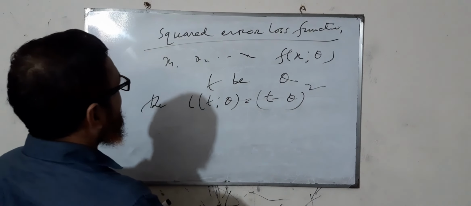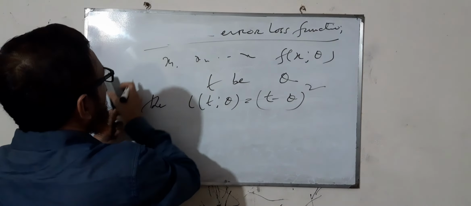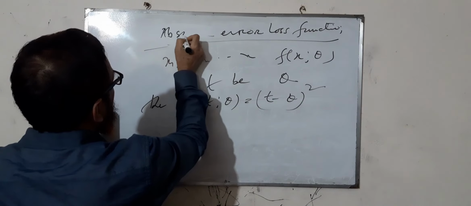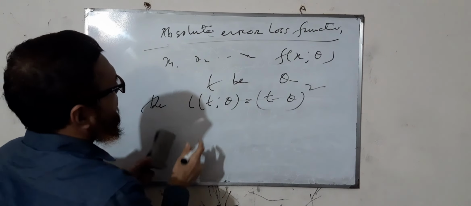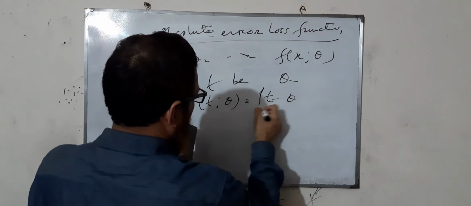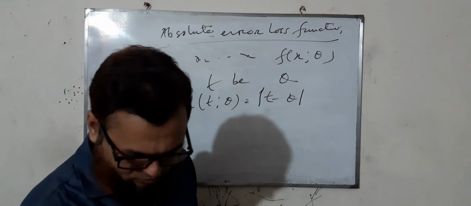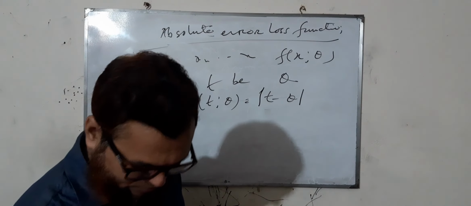Another definition, absolute error loss function. If we take the absolute value of the error, then it is called the absolute error loss function.